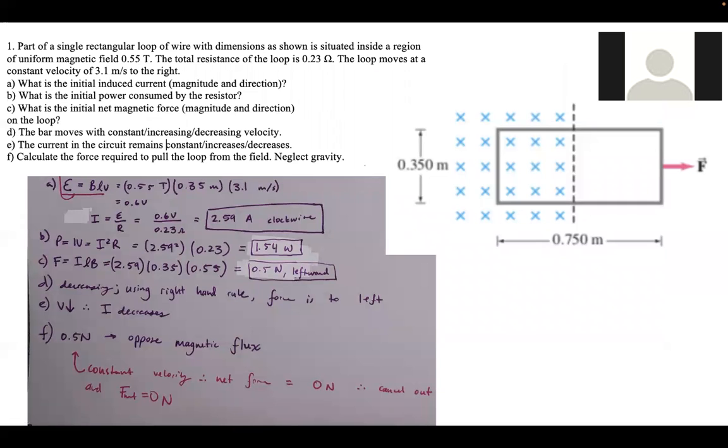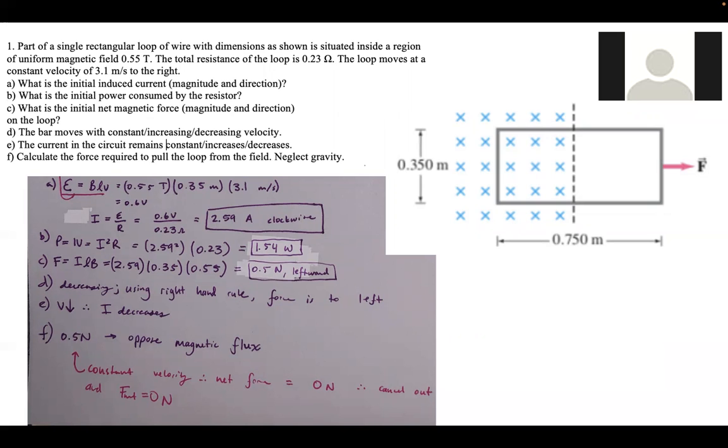It's a lot of question, but it's actually very quick, as you can see here. What we're looking at is a part of a rectangular loop with a wire with the shown dimensions inside of a region with uniform magnetic field. The total resistance of the loop is given. The loop moves at a constant velocity to the right. The first thing is we're going to look for the initial induced current, magnitude and direction.